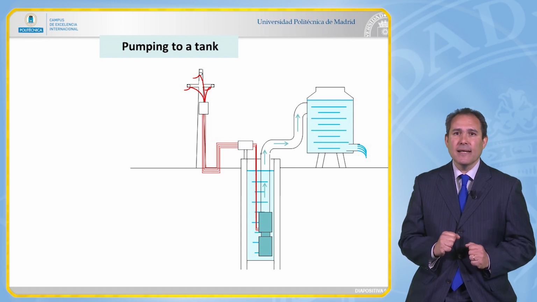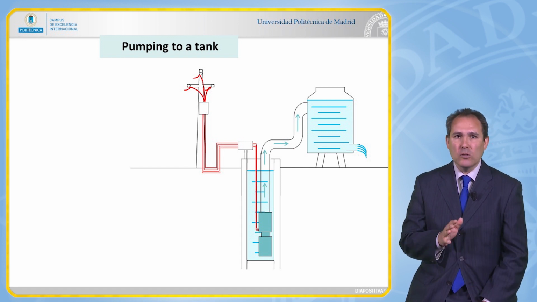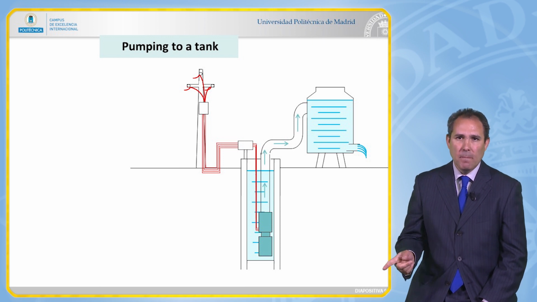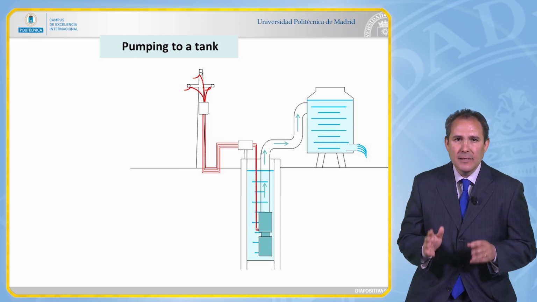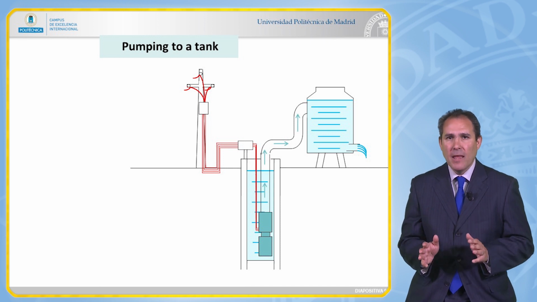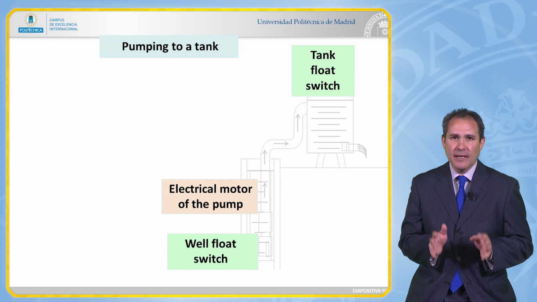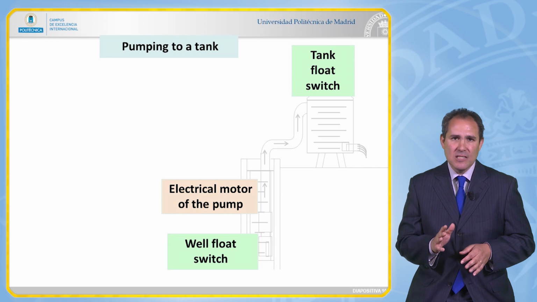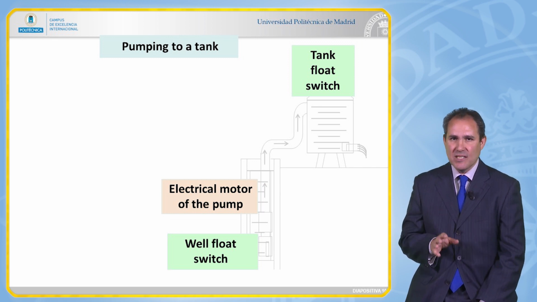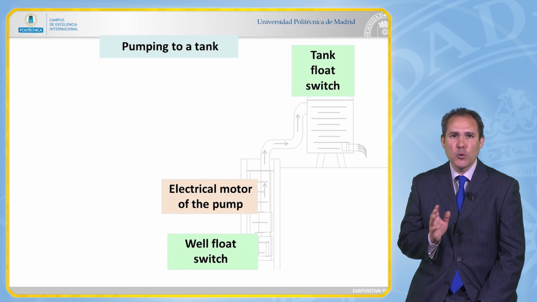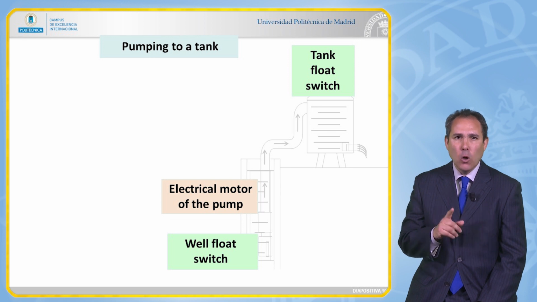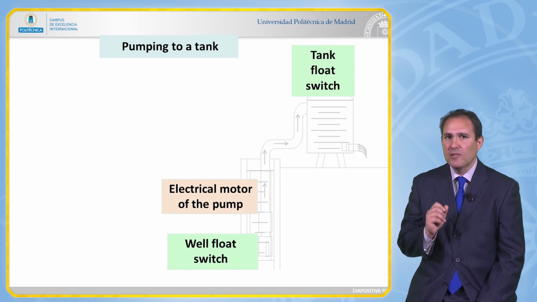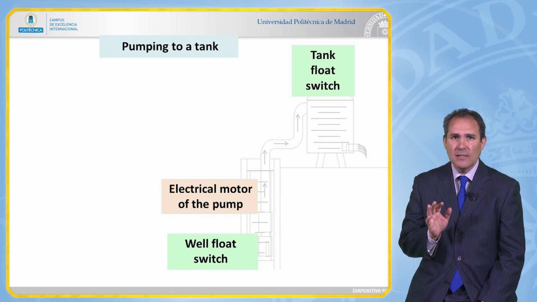We are going to present an example of automation of water pumping from a well to a tank. In the example, pumping is done by a 3-phase electric motor pump. Its start depends on 2 water level sensors, for example, float switches. One sensor is placed in the well below the water suction level of the pump, and the other at the level of the tank in which the water overflows.